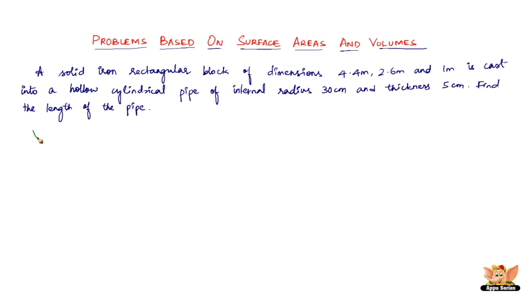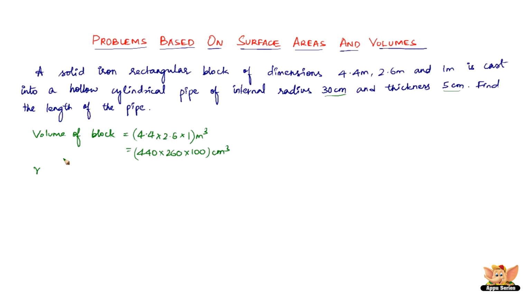So now the volume of the block is the first thing that we have to find. The volume of the block is going to be length times breadth times height. So that is nothing but 4.4 times 2.6 times 1 meter cube, which is nothing but 440 times 260 times 100 centimeter cube, because we need to convert this into centimeters, since that's what the pipe is in. 100 centimeters equals 1 meter, so multiply these by 100 and you get this.